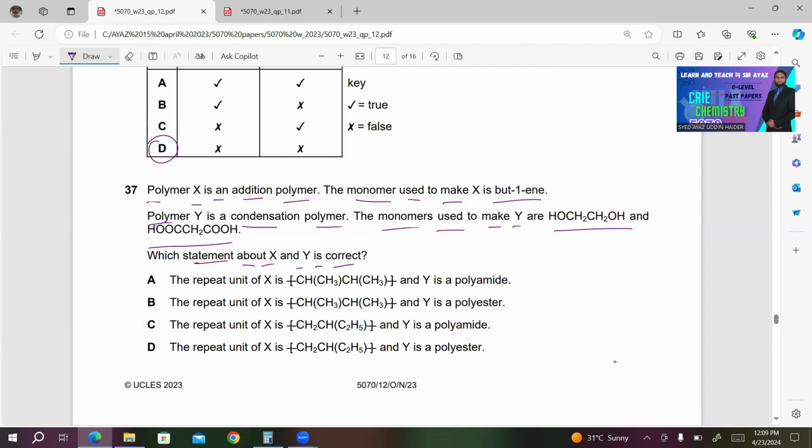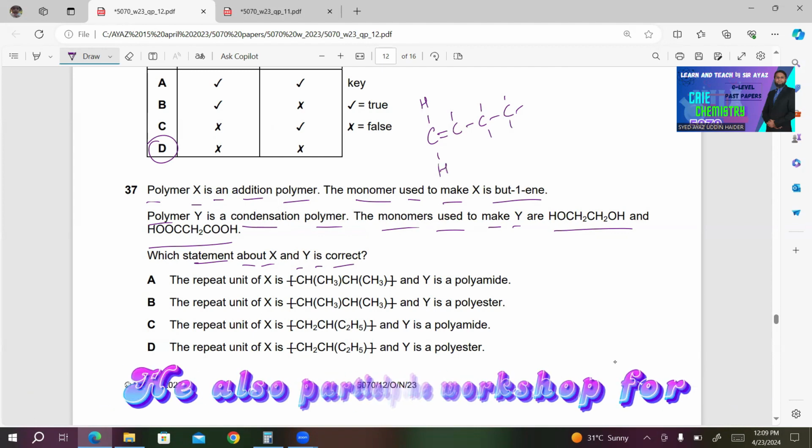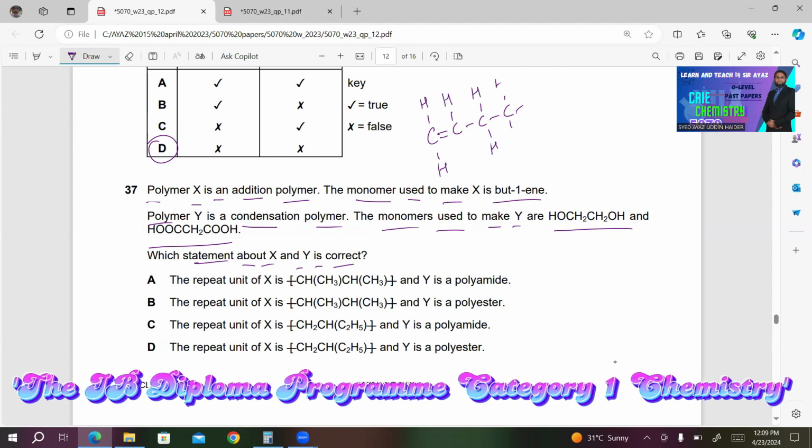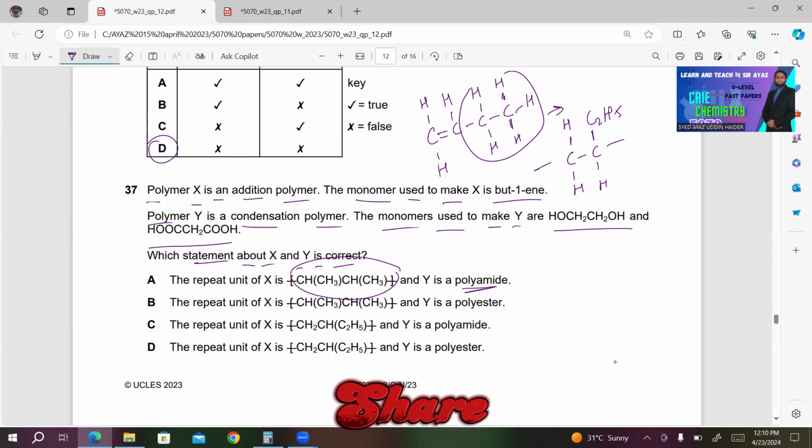So what about the repeat unit for but-1-ene? This is but-1-ene, 1, 2, 3, 4, because the double bond is at position 1. If you draw the polymer from this, what will you get? You will get this. I am considering this group as C2H5. So this must be the polymer obtained. This is one of the repeat units. So this is incorrect. No need to look at the other statement if it's incorrect.